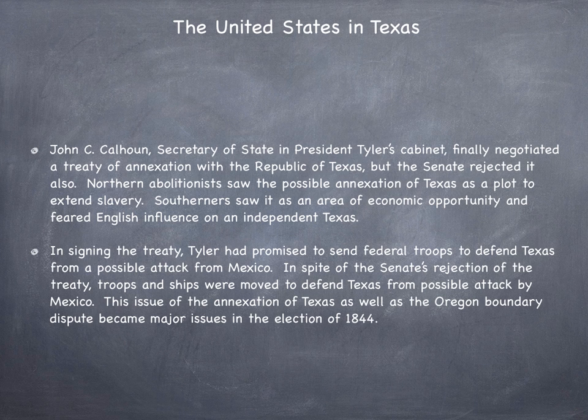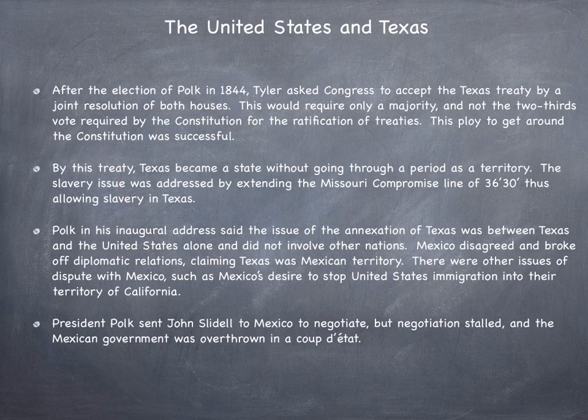by Mexico. This issue of the annexation of Texas, as well as the Oregon boundary dispute, became major issues in the election of 1844. After the election of Polk in 1844, Tyler asked Congress to accept the Texas Treaty by a joint resolution of both houses. This would require only a majority and not the two-thirds vote required by the Constitution for the ratification of treaties. This ploy to get around the Constitution was successful. By this treaty, Texas became a state without going through a period as a territory.